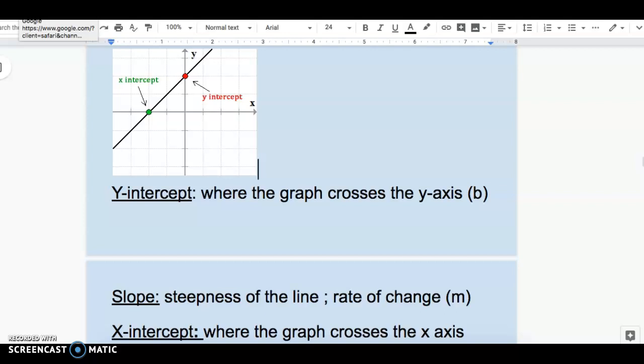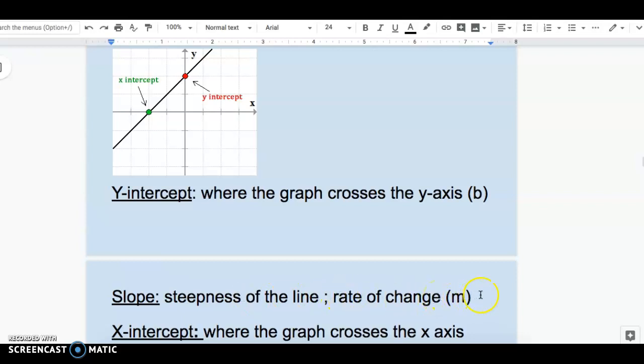So today we're going to take a deeper look at slope. Our definition in our notes is that slope is the steepness of the line. It's the rate of change. We know it's m in the equation y equals mx plus b. And so the steeper the line, the faster that change is going to occur.